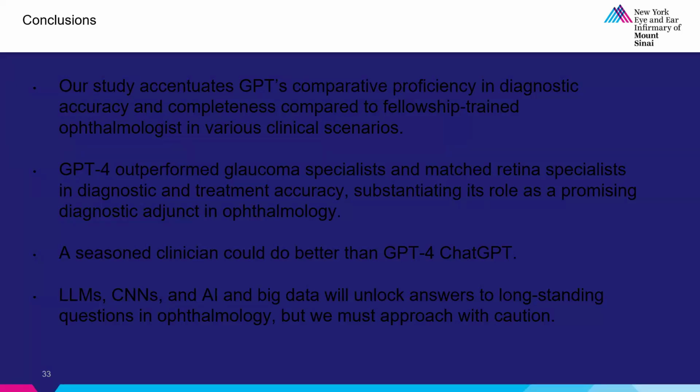My talk here is not to say that large language models or artificial intelligence will replace ophthalmologists, but really that it is going to help with screening and with prediction models, helping us better identify the patients that need our care.